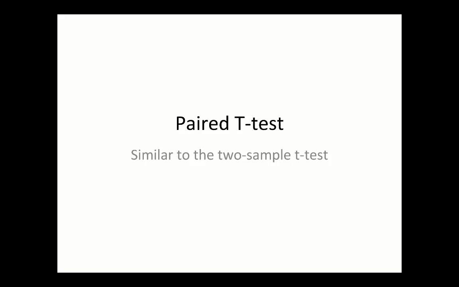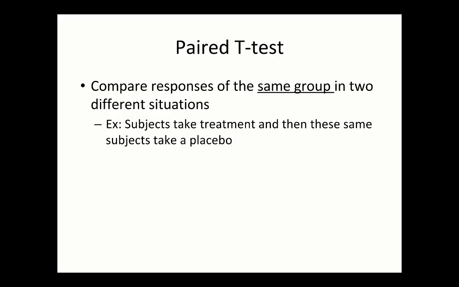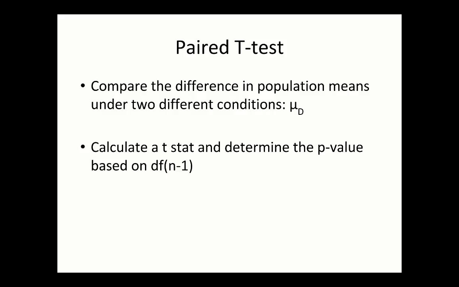Let's now shift to examining a paired t-test, which is very similar to the two-sample t-test and often confused with one another. When using a paired t-test, we compare responses of the same group in two different situations. For example, we could compare some response in subjects taking a treatment and then the same subjects taking a placebo. A paired t-test actually assesses the difference in population means under two distinct conditions. Again, a t-stat is calculated in order to determine the p-value based on the degrees of freedom.